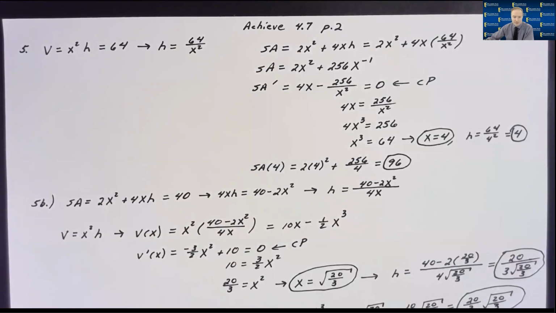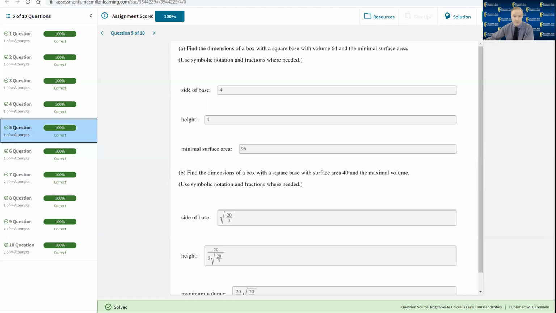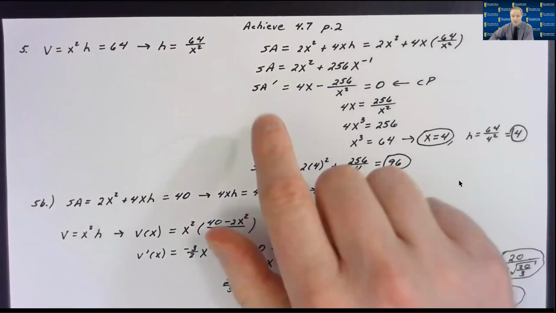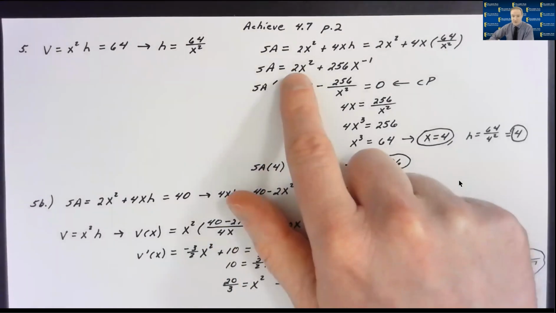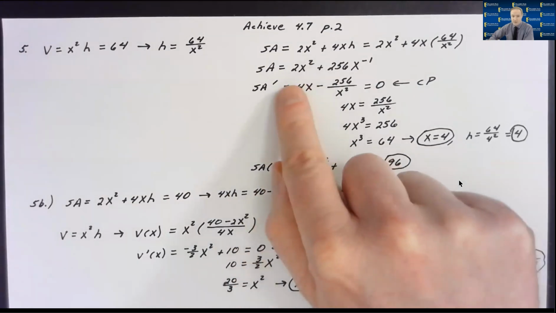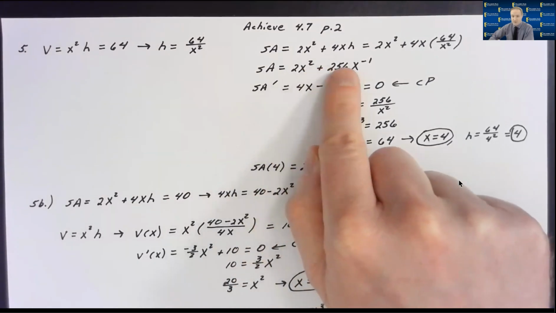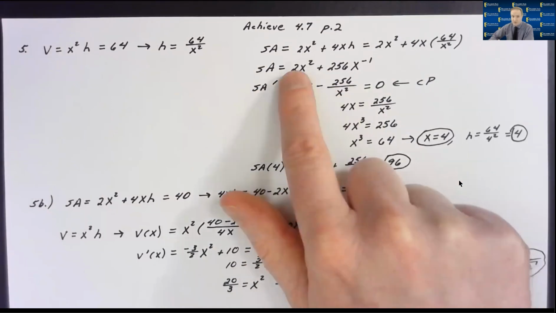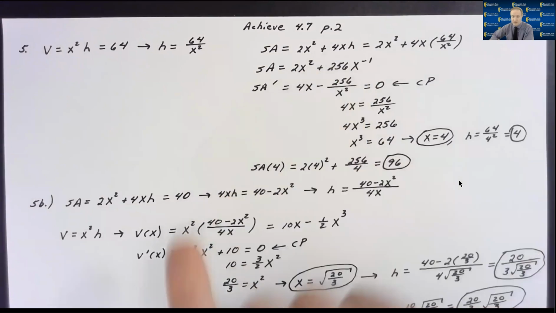Now I do believe it asked me what the minimal surface area was. So notice, it said side of the base, 4. Height, well, 4. The minimal surface area, so what's your surface area going to be? You just evaluate your surface area formula at 4, and you'll get 2 times 4 squared plus 256 over 4. Make sure to not use the derivative for it. Make sure you use your surface area formula.